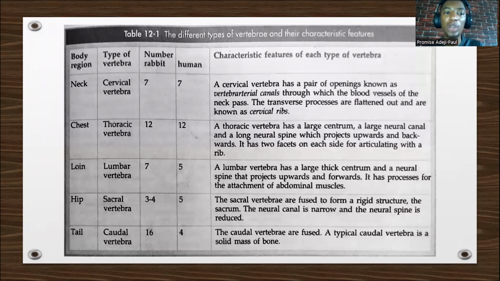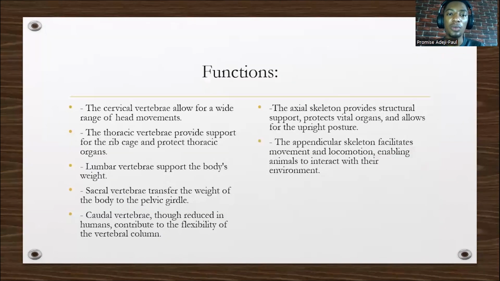So this is a table that shows the body region, the vertebrae that's there, the number in rabbits, the number in human, and the characteristic feature of each vertebrae. This is a very, very important table. Even if you don't gain anything from all the lecture, please, this table, you should live with it, because a lot of questions come out from here. You should be able to know the body region, the vertebrae present there, the number of those vertebrae in rabbits, the number in humans, and their characteristic features. Please make sure you understand this for living.